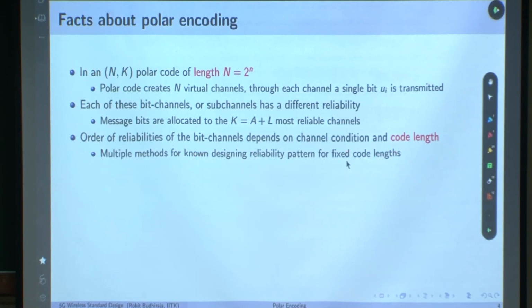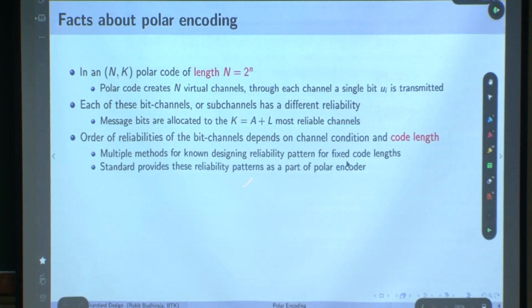What are we saying here? If n is the output length and k is the input, there are multiple ways in which these reliability patterns can be designed. That's IP, and people have patented these reliability patterns and try to push them into the standard. So it is not necessary that the best design comes from the standard, but it is one of the best designs. The standard provides this reliability pattern as a part of the polar encoder. If you are working on a polar encoder, you will see that these reliability patterns are given to you, and you can design the polar encoder accordingly.